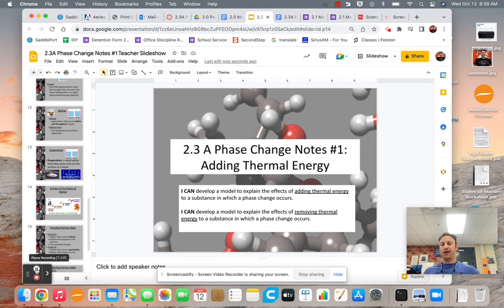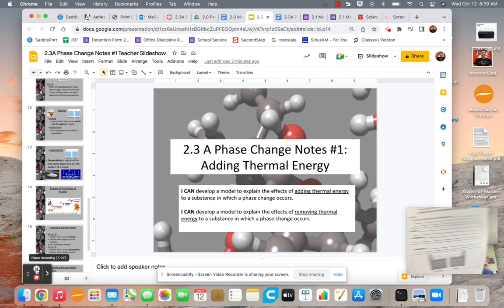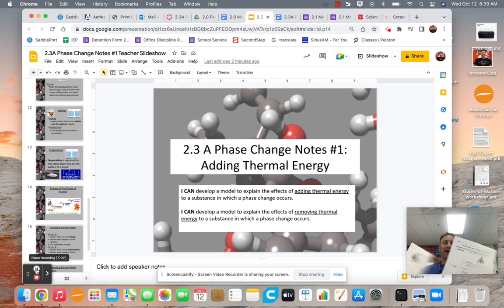Today you're going to need two papers. I know it sounds weird. One of them is going to say, where's our camera? There we go. It's going to say 2.3a phase change notes number one. Problem is that there was so much information that I had to have a second sheet. So please make sure you get your second sheet as well. All right, get rid of my face so it's easier to listen to.